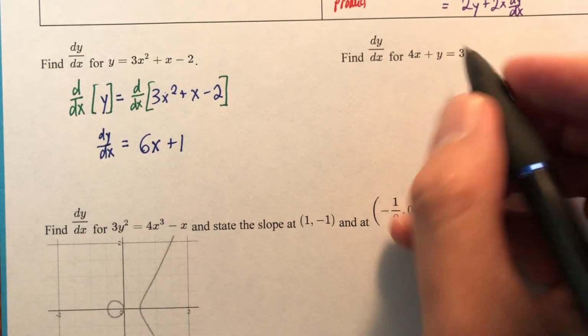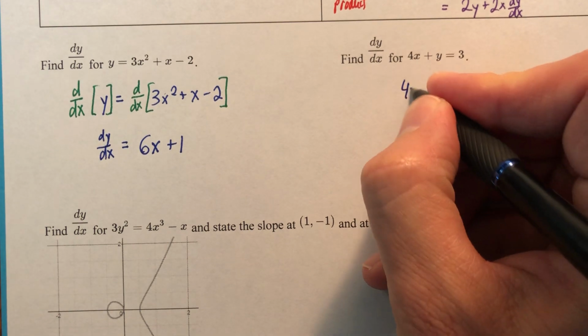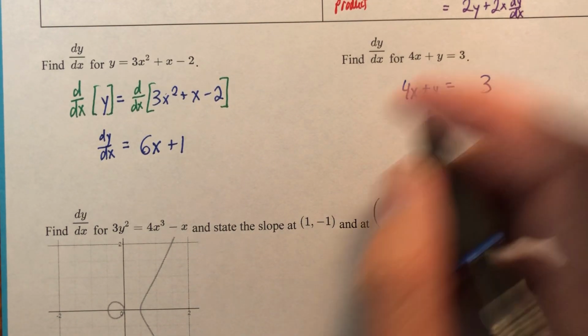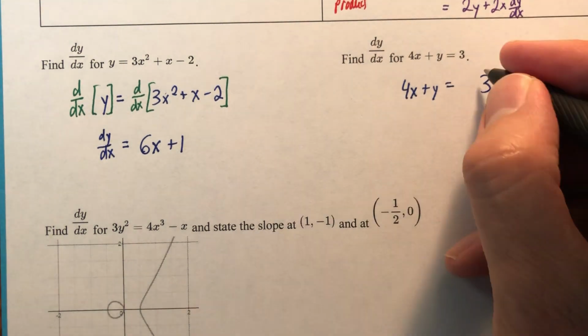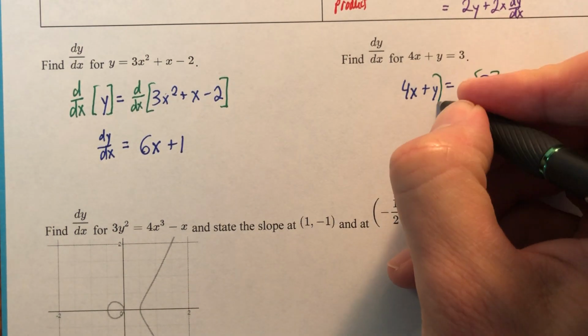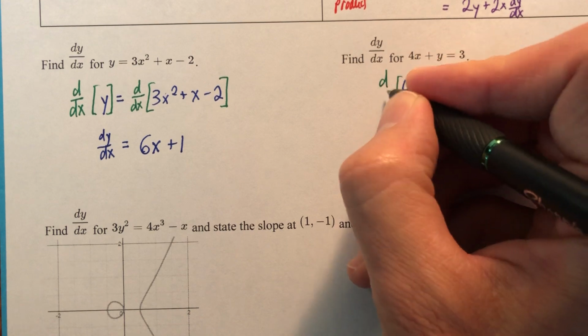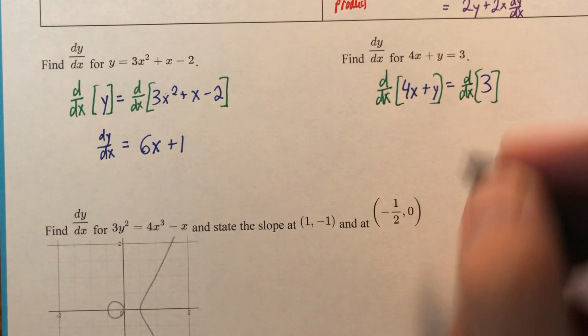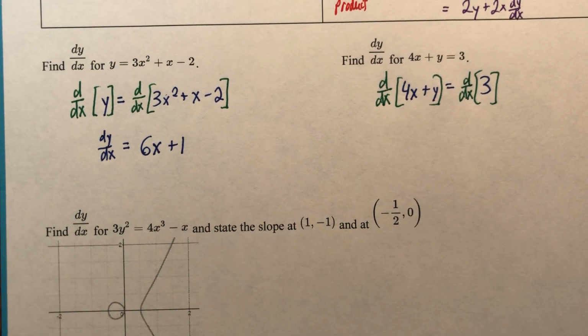Okay, let's do the same thing here. 4x plus y equals 3, leaving some gaps. And we're going to take the derivative of both sides with respect to x. d dx is not something you are multiplying by, it is an operation, okay?